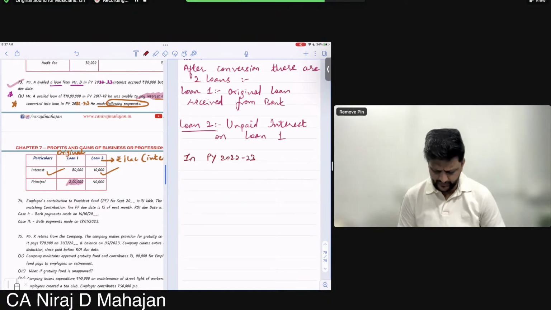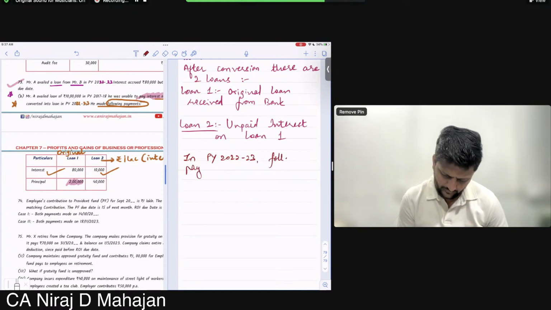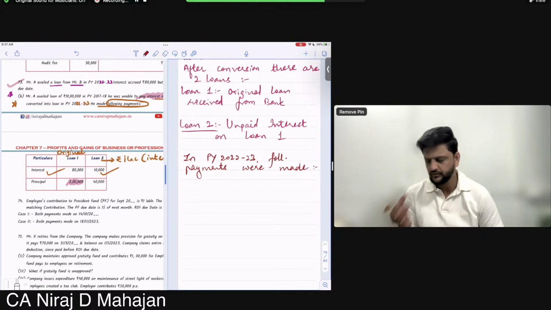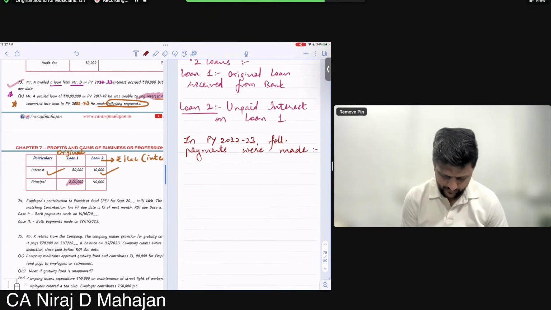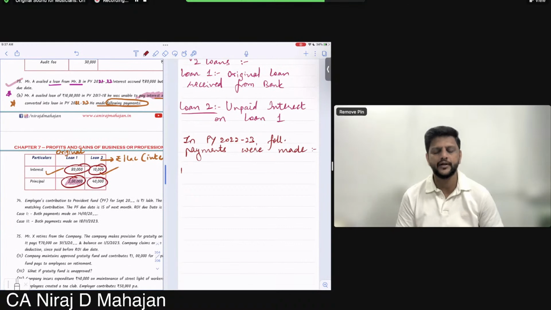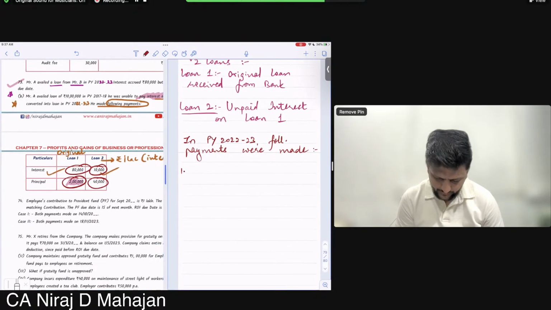In PY 22-23, following payments were made. Okay. First one. There are total 4 payments by the way. Okay. 80, 2 lakhs, 10, 40. Okay everybody? First one.